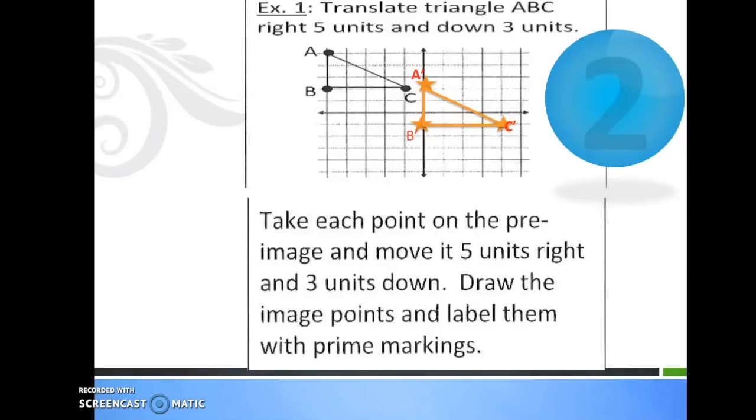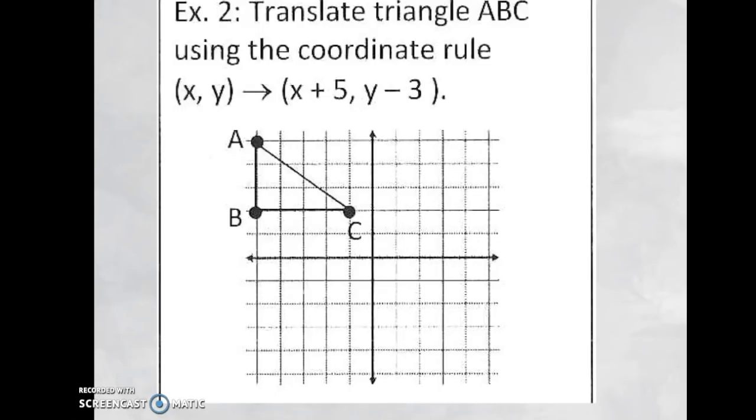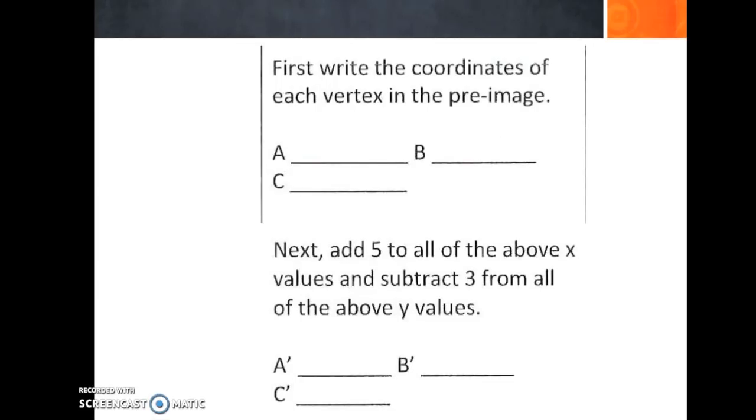Hope that makes sense. Now we're going to translate triangle ABC using the coordinate rule. So the rule says x plus 5 and y minus 3. So let's go ahead and label those points. A is negative 5, 5, B is negative 5, 2, and C is negative 1, 2. So let's write the coordinates of each vertex in the pre-image we just listed earlier.